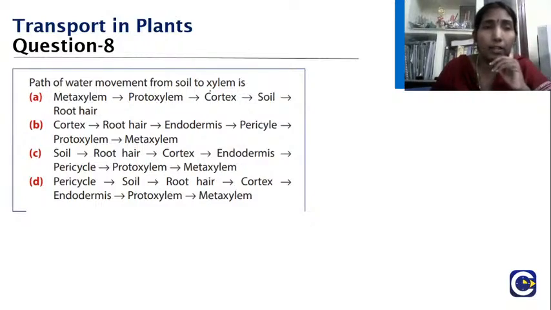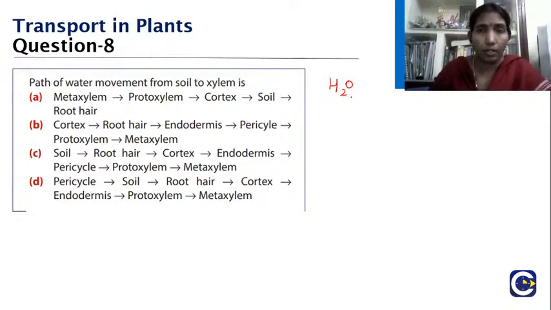So this will be really very nice. See how it is going to move. So now you should know that they have given all these options, like it is right from metaxylem to root hair, or cortex to metaxylem, or soil to metaxylem, or pericycle to metaxylem. First we should understand that whenever we talk about water absorption, these are the key points. Yes, the water is absorbed by the root hairs.